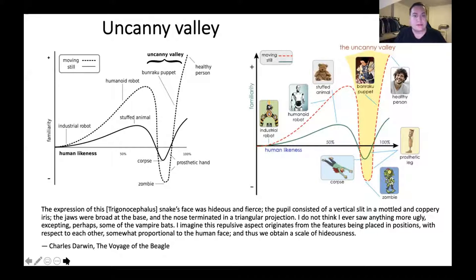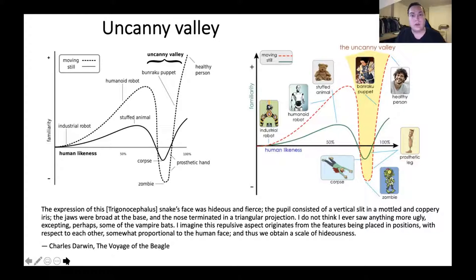On the x-axis, you can see the familiarity or closeness to the human face, going from something very simple like an industrial robot on the left side to the complete human face on the right. On the y-axis, you can see how people feel towards that being or machine. And we can see on the chart, the dotted line, that the more similar to the real healthy person the robot or machine is, the more positive we tend to feel about it.